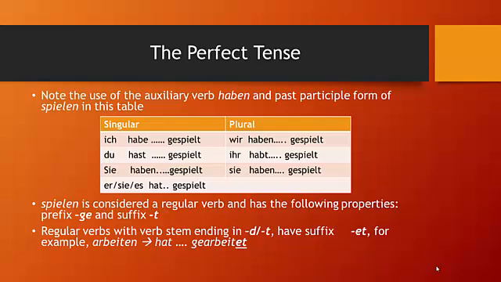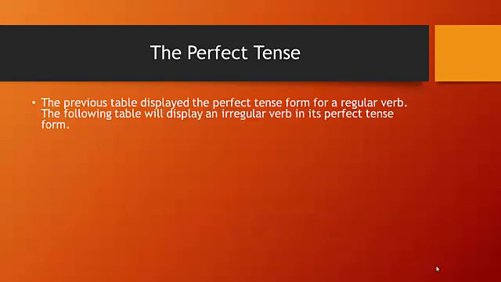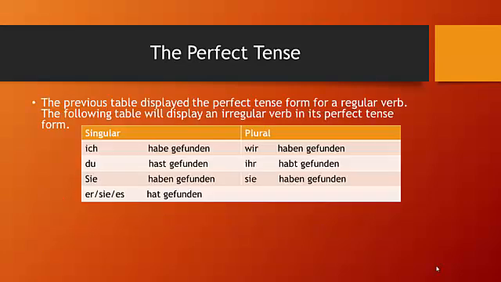So now let's look at an example of an irregular verb, finden. An irregular verb tends to have a vowel stem change in its past participle form, and in the present perfect tense, it often adds the prefix ge and has a suffix of en. Take finden, for instance. Its past participle is gefunden.